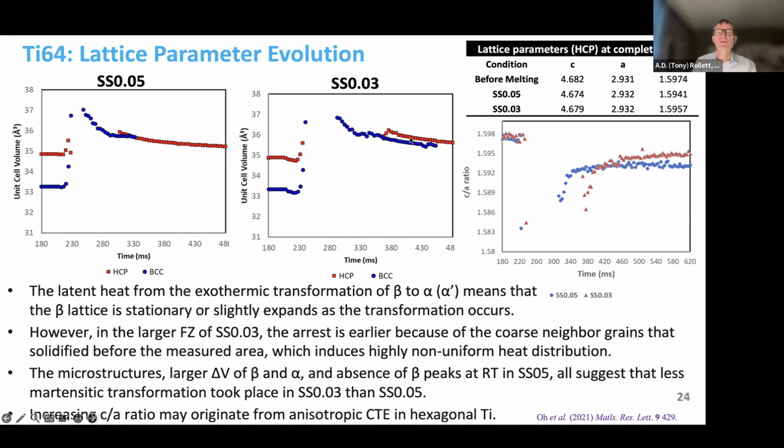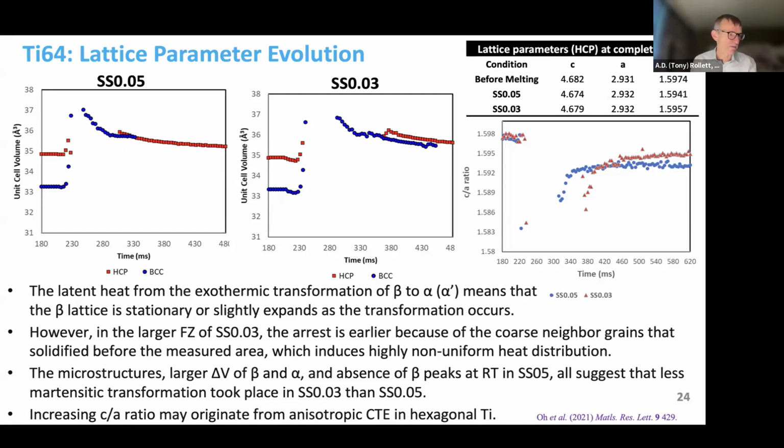There's still some left, even after all the alpha has formed. And there's a more obvious change in the unit cell volume between the two phases. Here there's good overlap, here there is not. So our conclusion was you need the cooling rate to be well above 1,000 degrees per second, which is very different from the literature that says you only need a few hundred degrees per second.